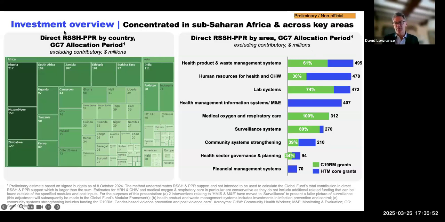So in blue, you've got our core grants, HIV, TB, malaria grants, and RSSH. And then in green, you see the C19RM. And it is interesting to note the variability. In some cases, you see almost entirely funding from one or the other source. In other cases, it's mixed. Next slide, please.